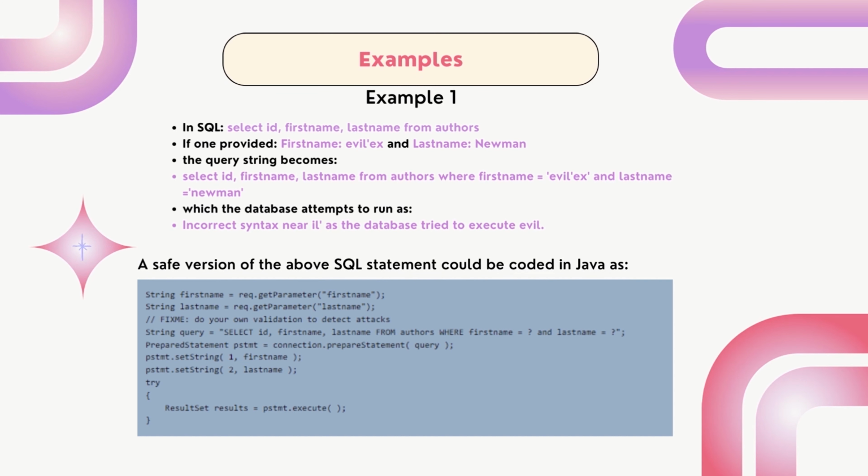Now talking about the examples. In the first case scenario, we have an SQL query: select ID, first name, last name from authors. If the provided first name is EvilX and last name is Newman, then the query string becomes select ID, first name, last name from authors where first name equals EvilX and last name equals Newman, which the database attempts to run, giving incorrect syntax near EvilX as the database tries to execute evil. A safe version of the above SQL statement could be coded in Java as shown in the slide.